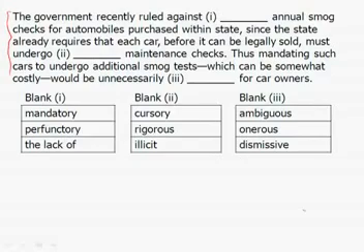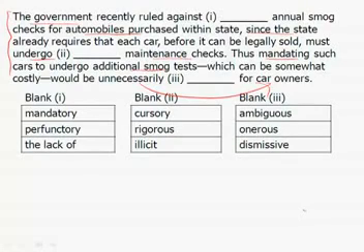And what do I mean by counterintuitive? Well, if we read the sentence, the government recently ruled against blank annual smog checks for automobiles. Right away, many of us want to say, well, obviously the government wants to make sure that there are annual smog checks for automobiles because, well, then people start polluting and we have to save the environment. However, if you read the sentence, it says, since the state already requires that each car must undergo blank maintenance checks, and ordering or mandating additional tests would be unnecessarily blank for owners.